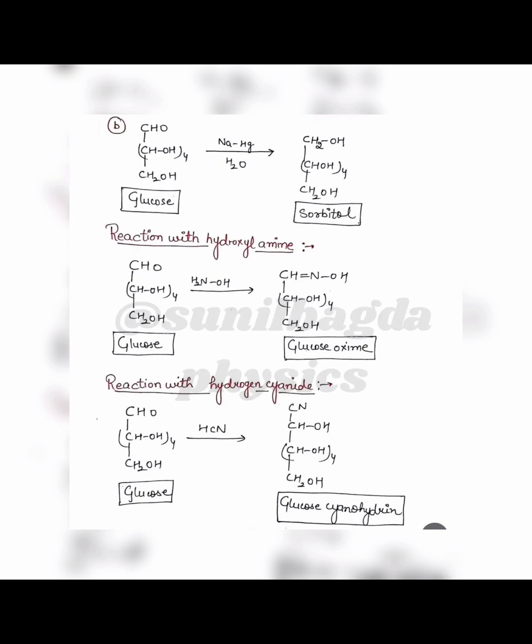The next chemical property is reaction with hydroxylamine. When glucose reacts with hydroxylamine, that is NH2OH, it gives glucose oxime as a major product, which confirms the presence of a carbonyl group in the structure of glucose. The next reaction is with hydrogen cyanide, that is HCN. When glucose reacts with hydrogen cyanide, it gives glucose cyanohydrin as a major product, which again confirms the presence of a carbonyl group in the structure of glucose.